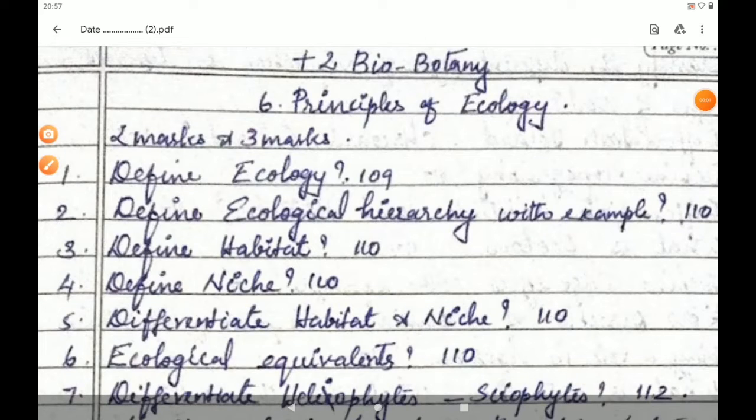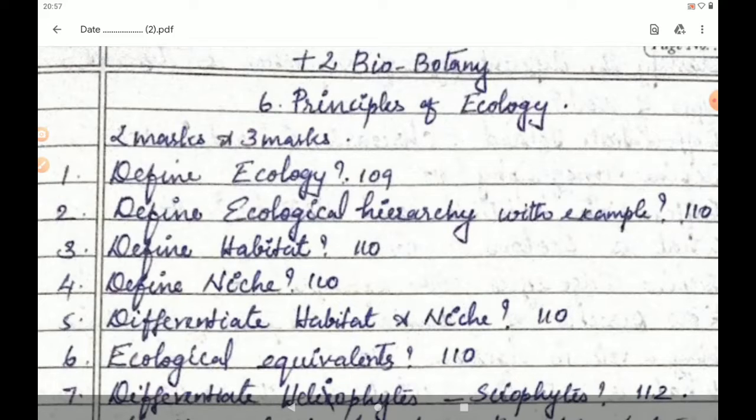Good morning students. Today we will see 2 marks and 3 mark questions of Principles of Ecology, that is the 6th lesson in 12th Bio-botany. First question of this lesson is define ecology. The answer for define ecology is given in page number 109, that is under the heading 6.1.1 definition of ecology.